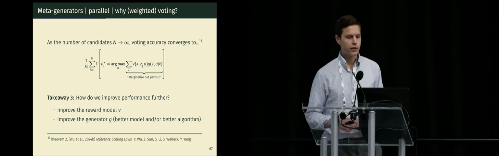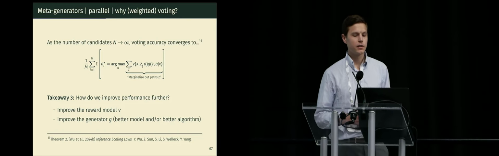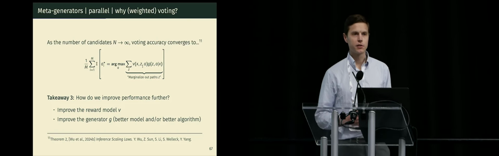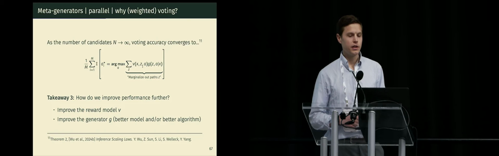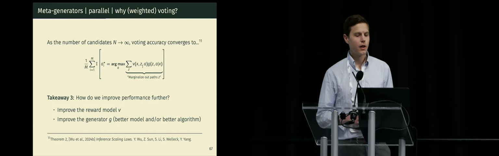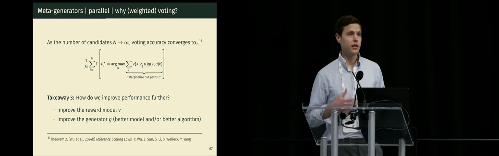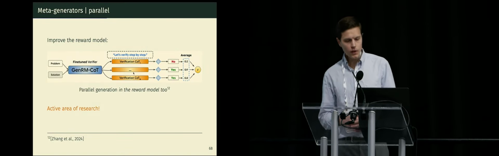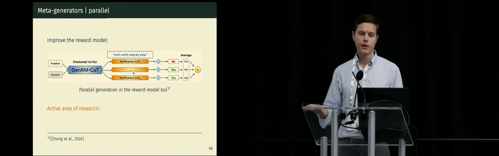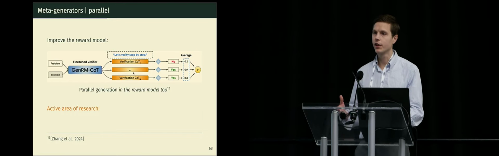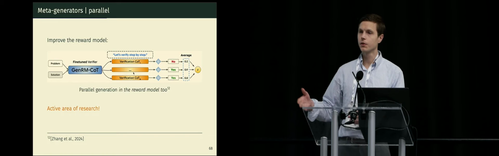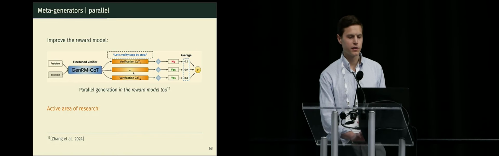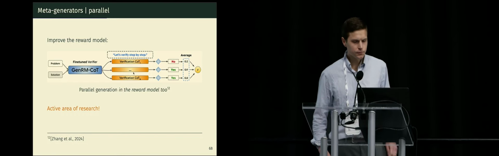And then the third one is: how can we possibly keep improving performance? Well, if you look at it, there are kind of two options. You can improve the performance of your reward model, and/or you can improve the underlying generator that's generating these candidates. And we'll see in the next part how we can design a meta generator that actually causes majority voting to do better. But let me just briefly comment on the reward model.